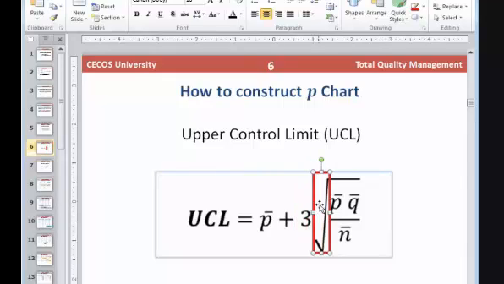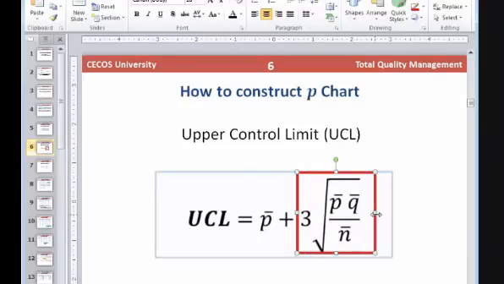The remaining terms are the square root of P bar multiplied by Q bar divided by N bar. First we have to calculate P bar, then Q bar, multiply both of them, and divide by N bar. At last we take the square root of the term, and then multiply it with the number 3. Once we have done that, we add this term to the P bar.